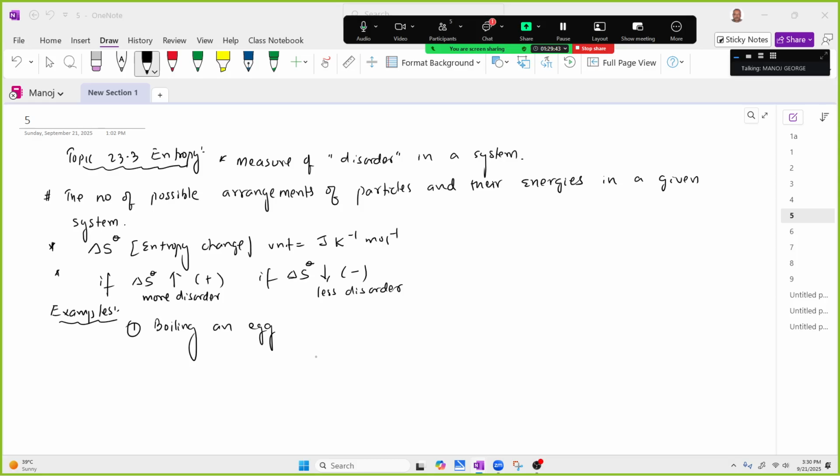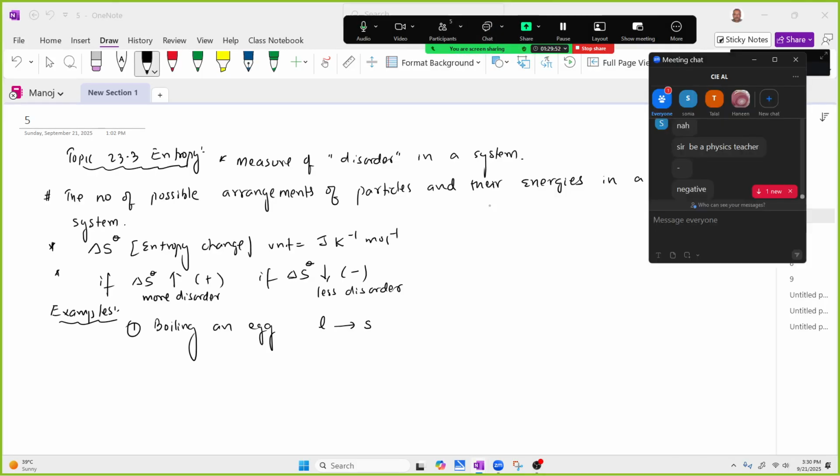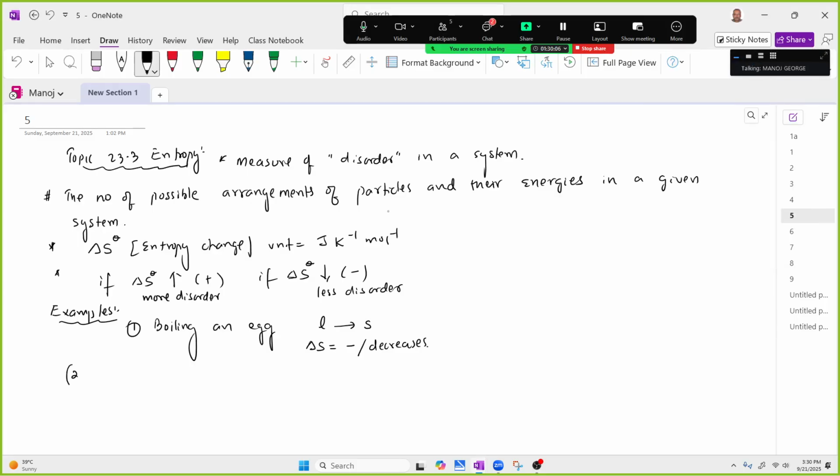So when you boil an egg, you must understand initially it's liquid inside, it's now changing to solid. So everyone agrees that entropy change is negative, because it was liquid before and now it's turning into solid, correct? Okay. Here's the second example.